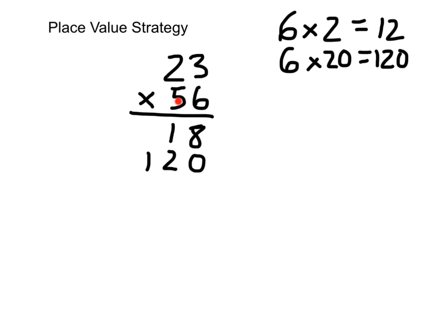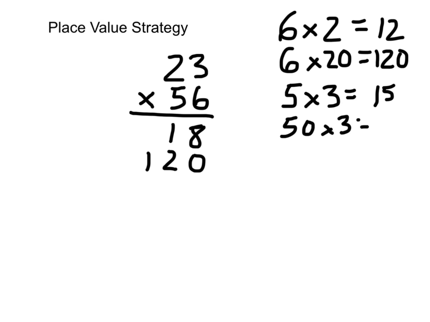Now I'm moving on to this 5, or 5 tens, which is 50. So I'm going to think of 50 times 3. Again, if that's difficult for you, you can think of 5 times 3 is 15. So 50 times 3 is 150. You can notice that for each 0 I add in the multiplication problem, I'm really just adding a 0 onto the answer. So I write 150 down here.